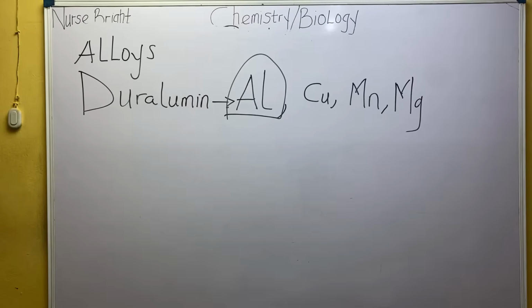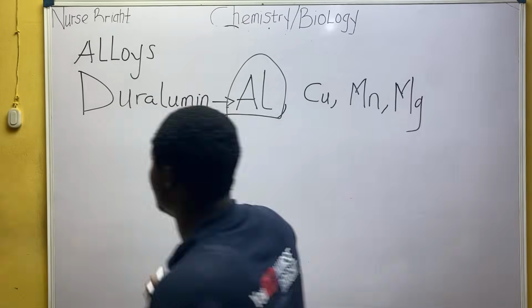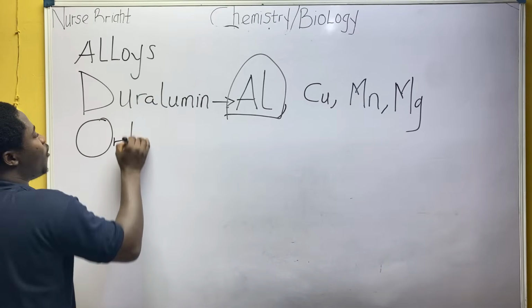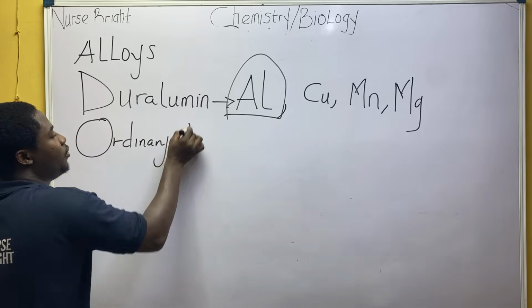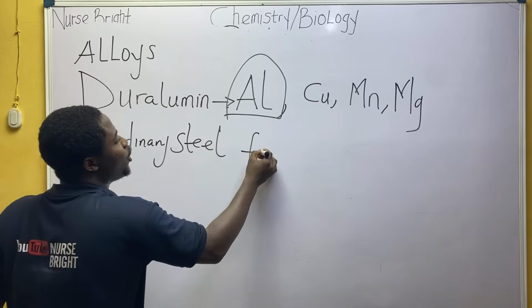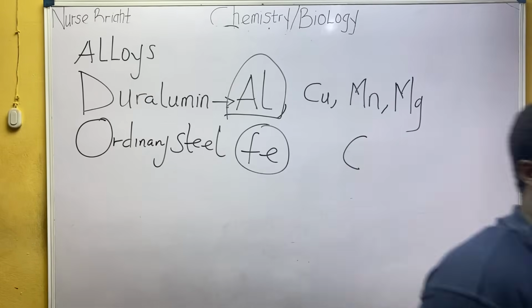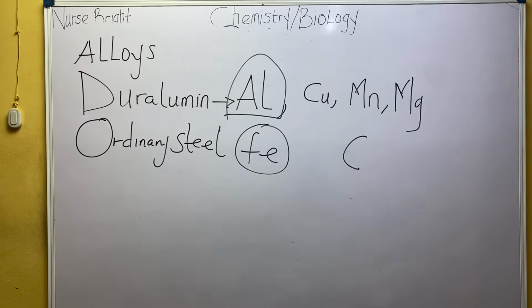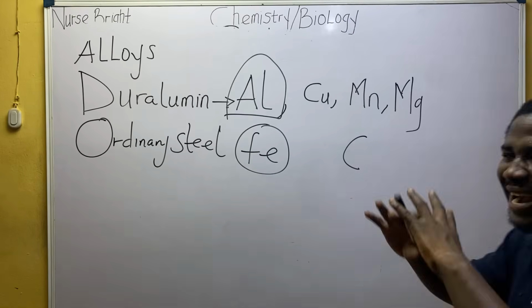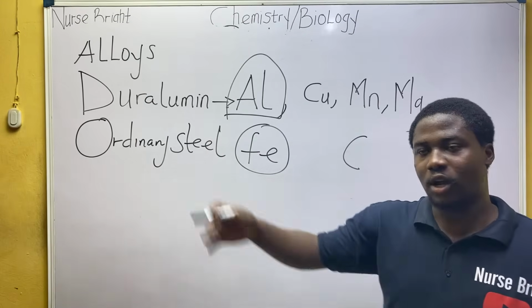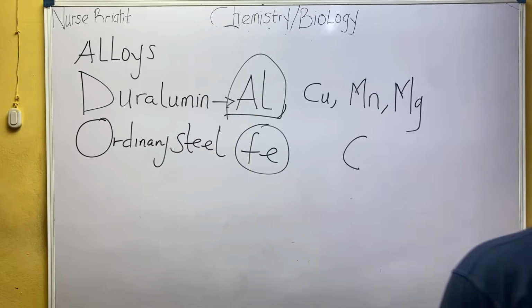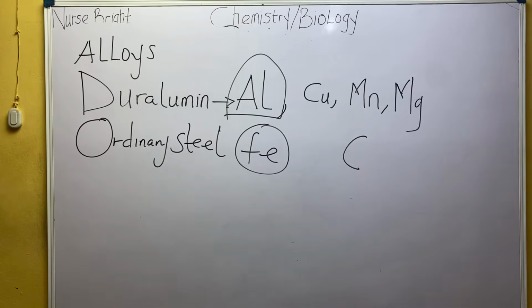So quickly, let's talk about ordinary steel. Questions on this can come out. For ordinary steel, the composition is what? Iron and carbon. Are you listening? So one of the base metals in steel, be it any kind of steel, is iron. Note that. And ordinary steel is used to make bridges and for road construction. We have other steels like stainless steel and the rest.